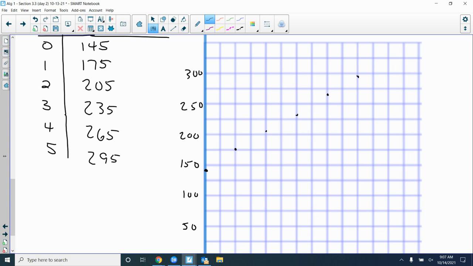How'd you guys do on that? I think once they got there, they're okay. It was the getting that table. So let's look at that last one real quick, especially the interpret part.